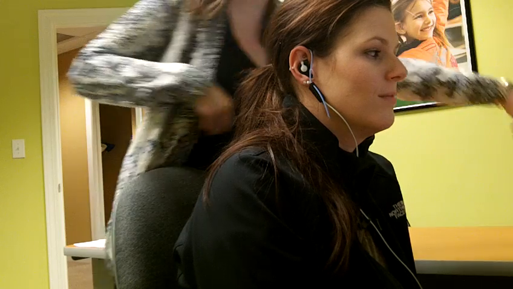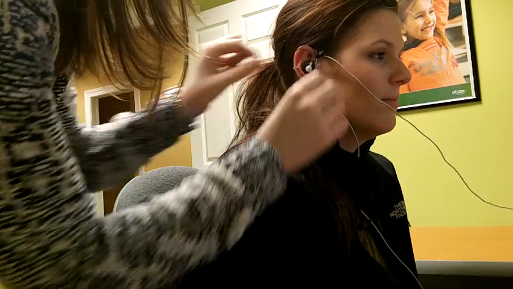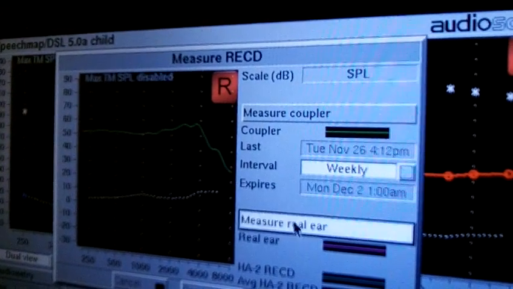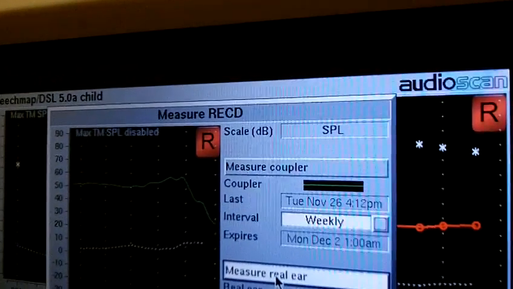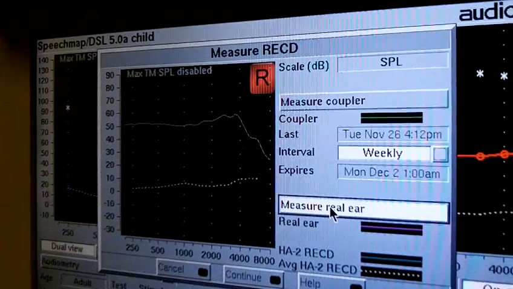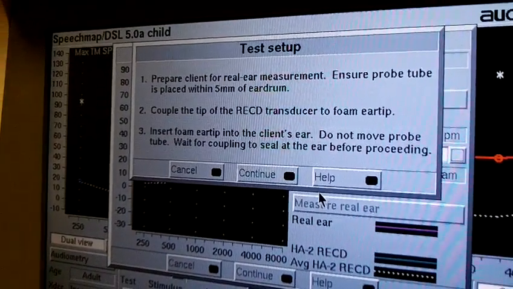The next part that you're going to do is take your RECD transducer, take it off of the coupler, and you're going to insert it right into the tubing for the hearing aid, just like that. Then, so it's in there like that. So then you're going to come to your Verifit, and you are going to push the measure real ear button. It's really important for your patient to sit very quietly during this, which can be kind of tricky for babies, but hopefully you can get just a second where it is quiet. So you're going to push measure real ear. It's going to give you some instructions.